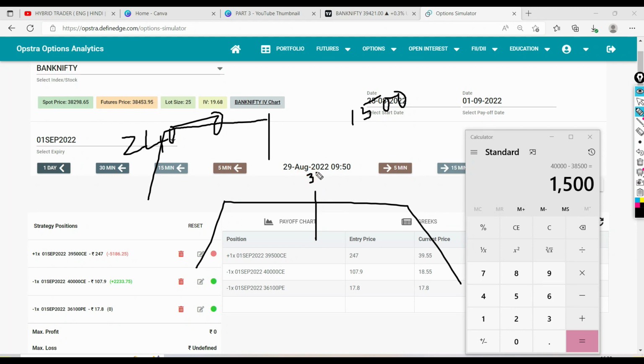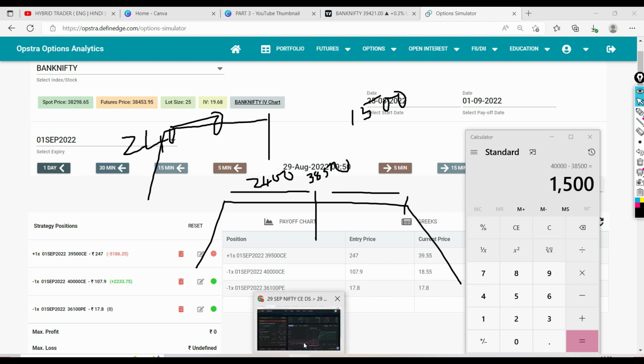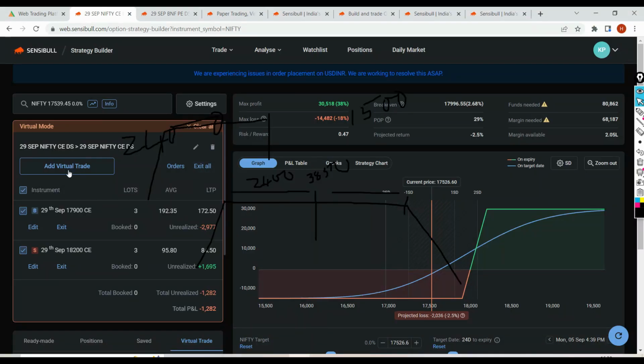38,500. Okay, 38,500, and you are getting a safety of 1,500 on the upside and a safety of 2,400 on the downside. So don't you think this is a huge strangle? Okay, let me show you. Let me take you to this, then you will understand, friends.